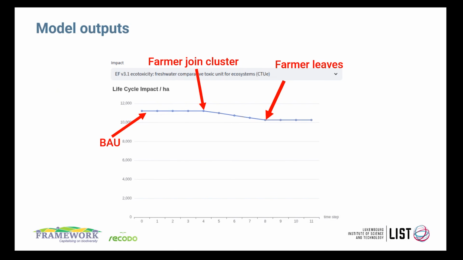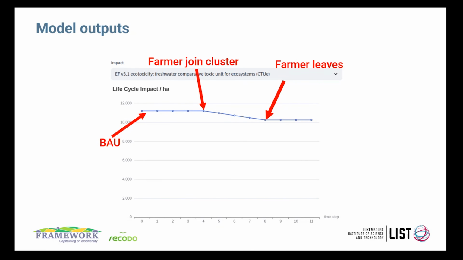So as we can see in this figure, if we take the ecotoxicity life cycle impact, we see that once the farmer joins the farmer cluster, the impact reduces until reaching a plateau. This plateau occurs because at this particular time step, or year 8, the farmer decides to leave. The reduction occurs in this case because the farmer decides to change arable land for hedgerows. Well, not precisely hedgerow, but increases the natural pest control, and that substitutes some pesticide consumption.